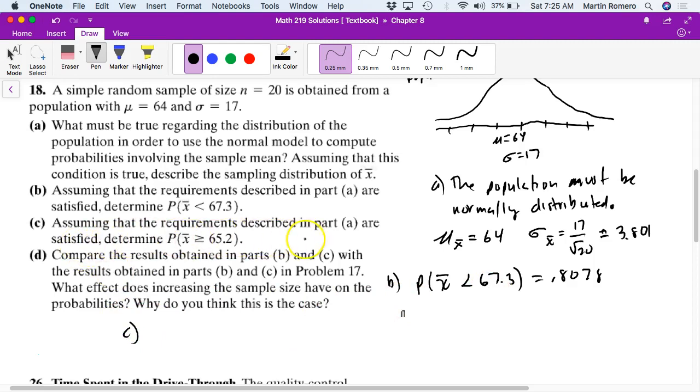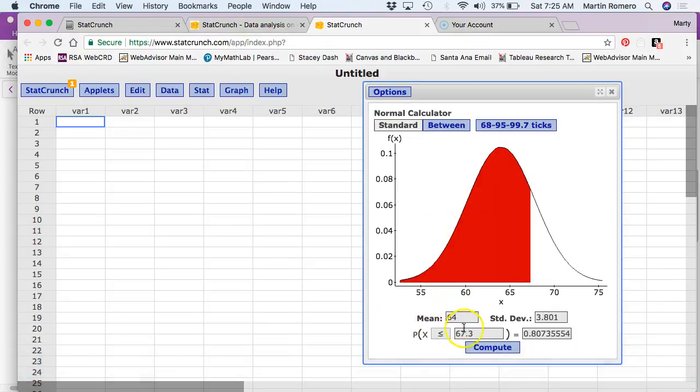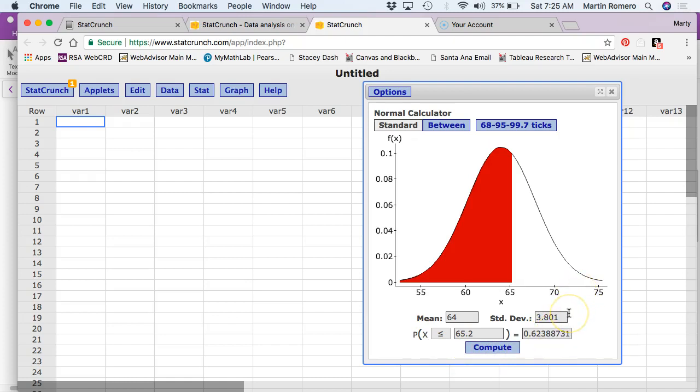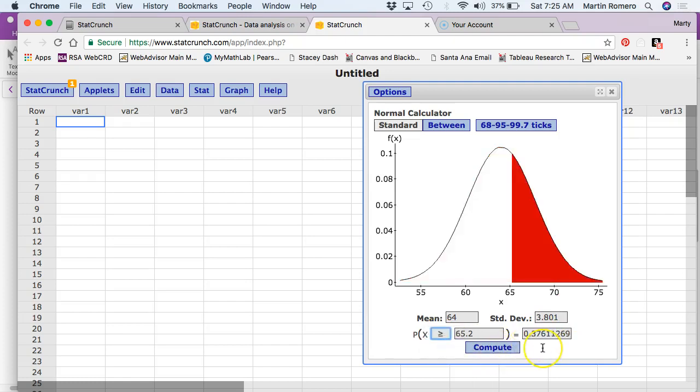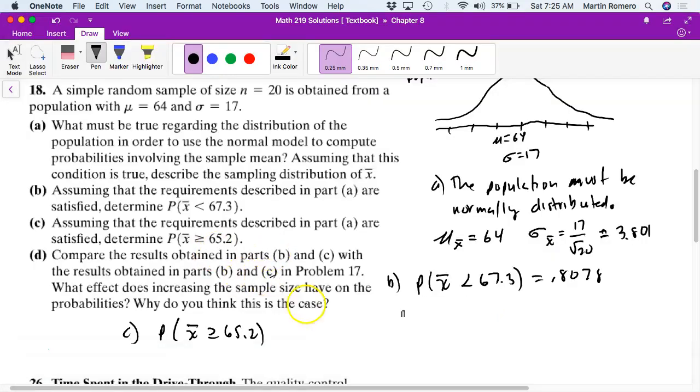For C, assume the requirements are described. So it's the same question: the probability that this is greater than 65.2. We're going to do the same thing here. Go back to here. 65.2 is our number. 65.2, compute. I want it to the right, sorry. So now we get 0.376 is our answer for that. Okay, so that's the probability there.